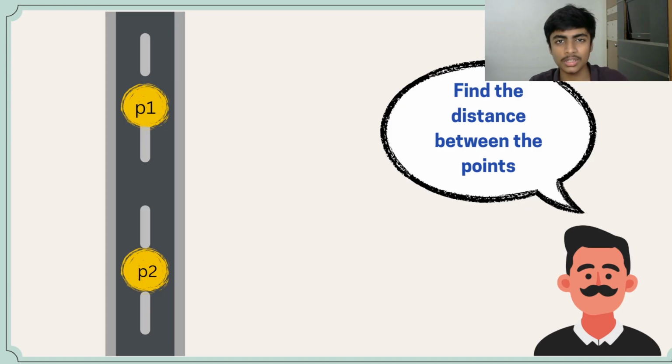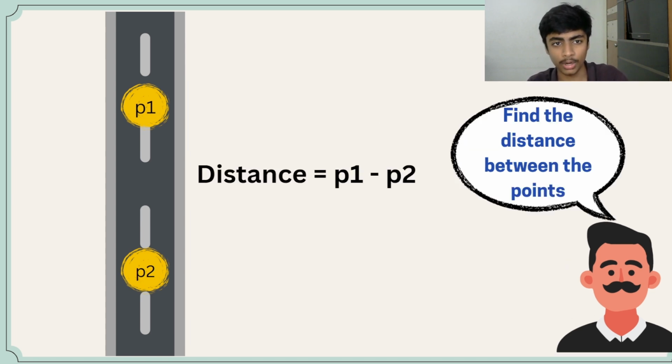So let's assume this is a real life scenario. You are basically asked to find a distance between 2 points P1 and P2. They're both at a certain fixed distance and you just need to find a distance between the points. Now your first instinct could be, let's just subtract P2 from P1. And when you do that, it seems like it works.